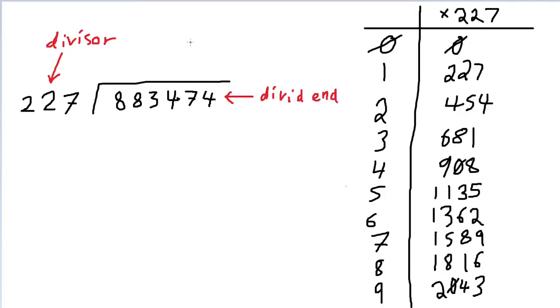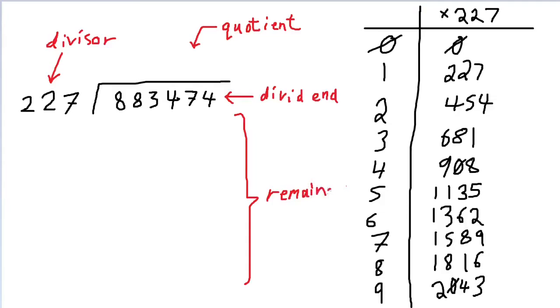Now, we have two numbers that we want to find. One of them is the quotient and the other one is the remainder, and the quotient goes above the dividend in this notation. There are other notations, but this is the one that we're going to be using. And the remainder goes somewhere underneath the dividend. We'll find out where exactly as we do the calculation.